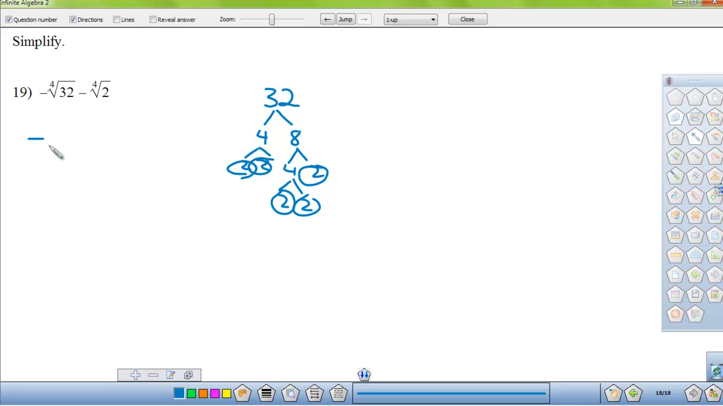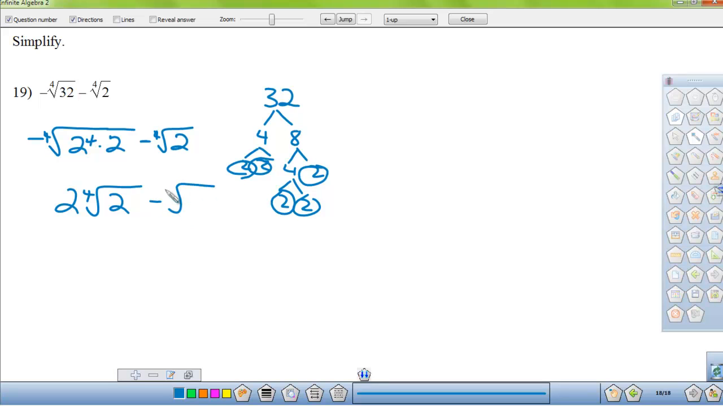So I can write that as the 4th root of 2 to the 4th times 2 again, because we're trying to break this up into groups of 4, minus the 4th root of 2. And again, I can now split this up, or just simply take the 4th root of 2 to the 4th, which is 2, and I have that extra 2 left over. And now it's just 2 minus 1, and that gives me 1 times the 4th root of 2. And that's my answer. And that concludes this video.